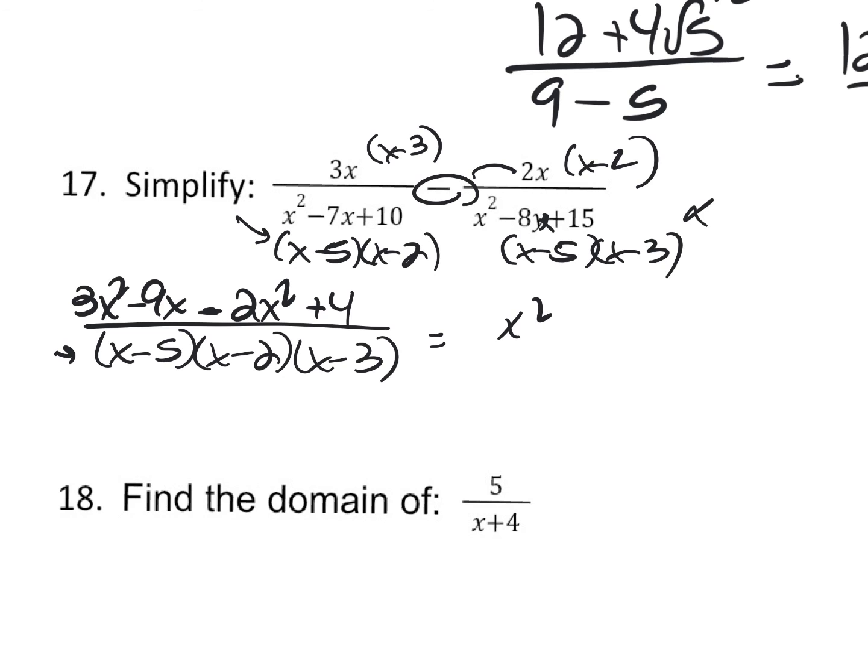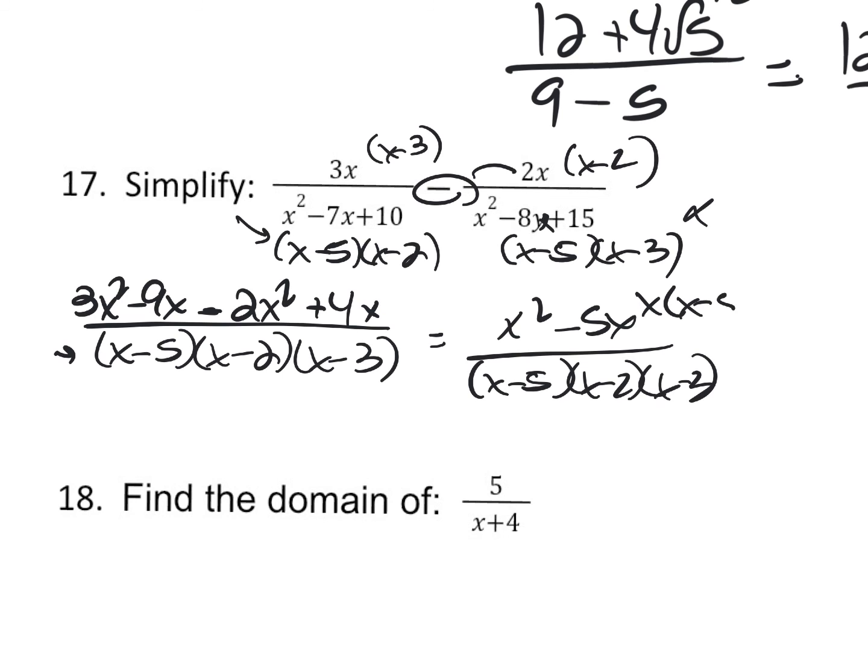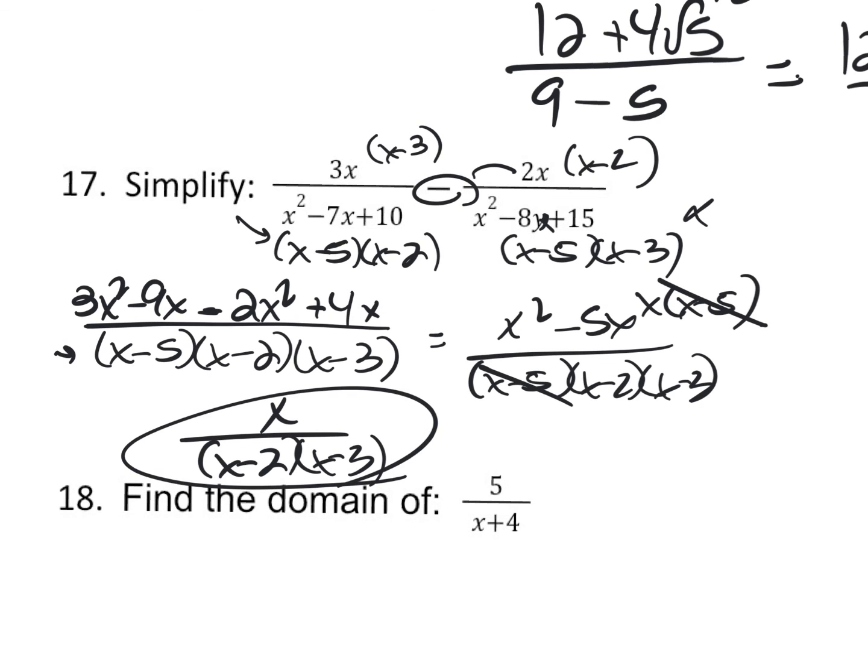I have an x squared on the top, and that should be a 4x, by the way. And I have a minus 5x over x minus 5, x minus 2, x minus 3. Now, one thing I noticed about the top, I could actually factor out an x and make it x minus 5 right there. So what that means, the x minus 5s would cancel. So my final answer is going to be just an x in my numerator and an x minus 2 and an x minus 3 on the bottom. Be careful there. Make sure and check and see if you can factor the top after you add all your stuff and see if anything cancels or not.